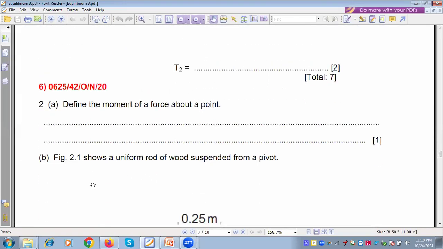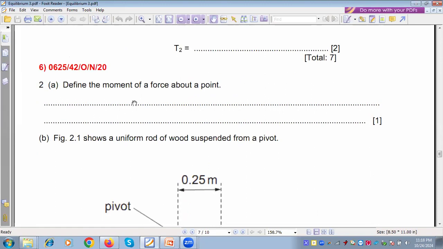Now the next question, this is from October 2020, variant 42. Define the moment of a force about a point. How do we define it? It is force into perpendicular distance, the turning effect of the force. F into D, I am writing in symbolic form.